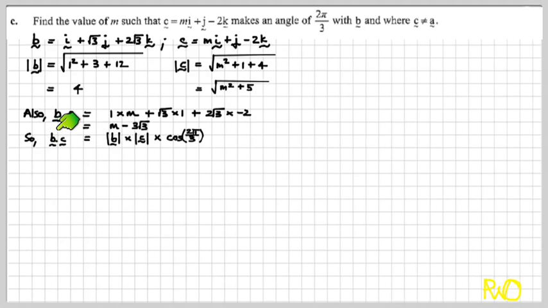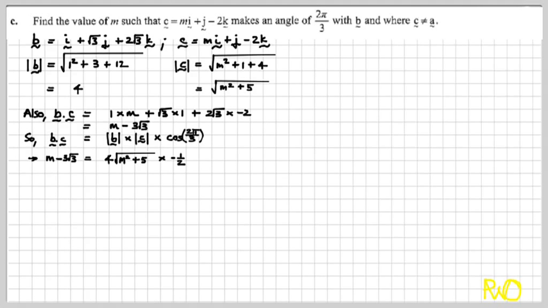So B dot C is also equal to the magnitude of B times the magnitude of C times cos of 2 pi on 3, isn't it? And cos of 2 pi on 3 happens to be minus a half. And you have to know that, otherwise you're in very deep trouble. So now we've worked out the magnitude of B and the magnitude of C above, and we've worked out that B dot C is this thing. So now we can equate this to that, and I think the rest will be history.